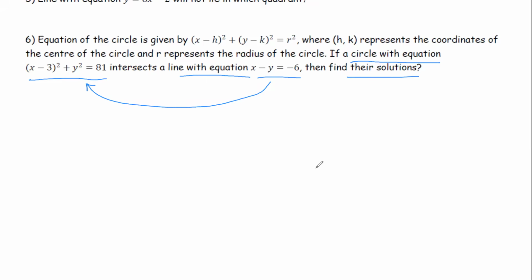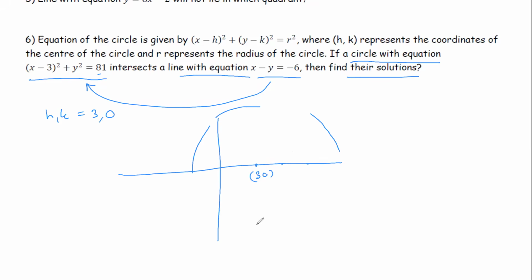Okay, so let's first draw it. This one is an equation of a circle where h, k represents the center of the circle. So h is 3 and k is 0. So clearly out here, the center of the circle is on the x-axis at 3, 0. And you have a radius of 9. So it's going to be a big circle, probably something like this.